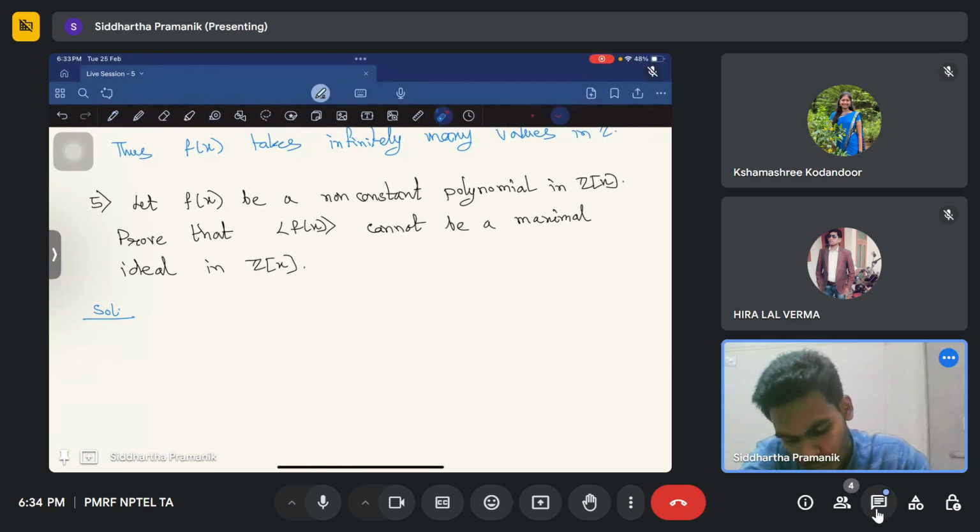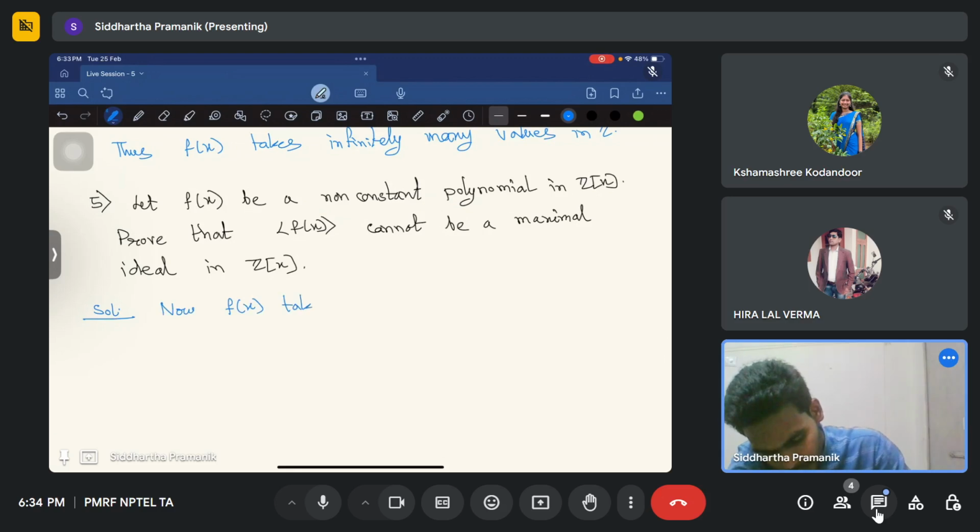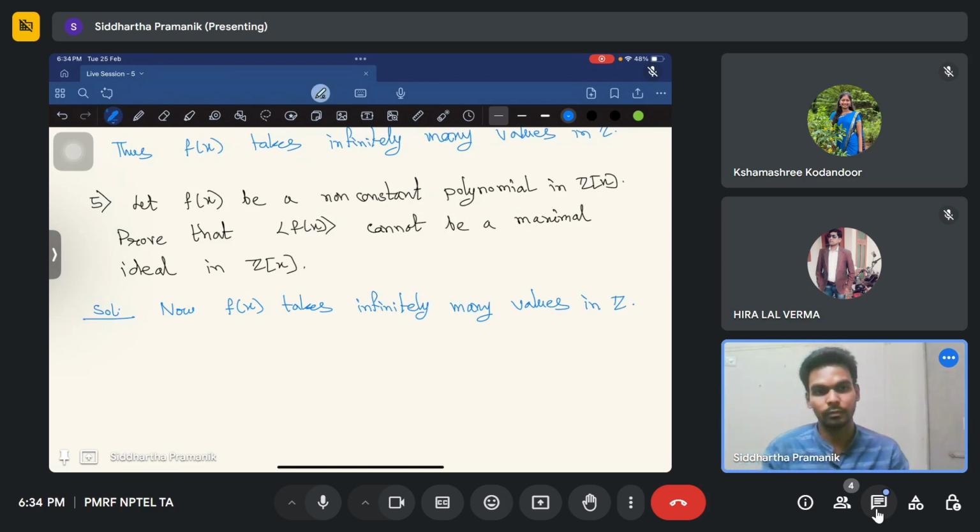So first of all, f(x) is a non-constant polynomial. That means f(x) takes infinitely many values in Z. So that means the image of f is infinite. It's an infinite set.